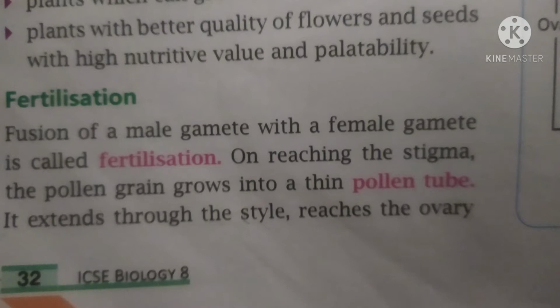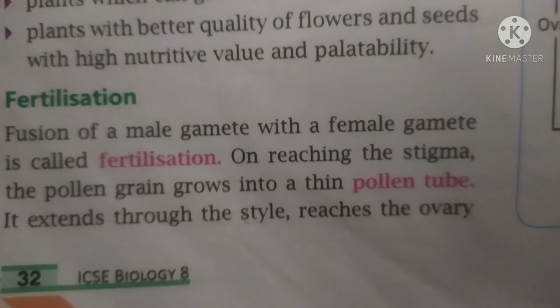Dear students, we are going to study here the fertilization process in plants, that is, how there is fusion of male and female gametes in plants. But before that, let us again revise what fertilization is. It is the process of fusion of the male gamete with the female gamete. So let us see this diagram.